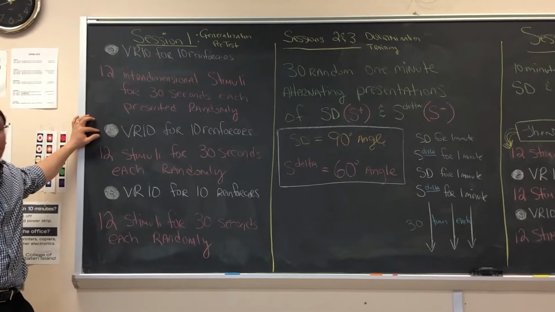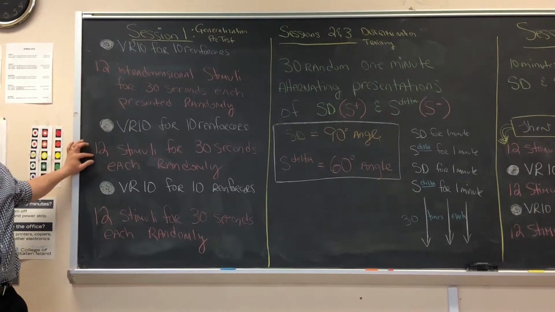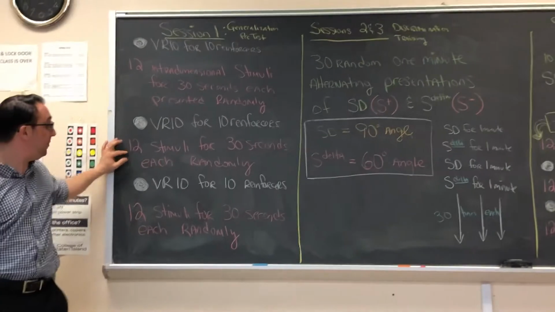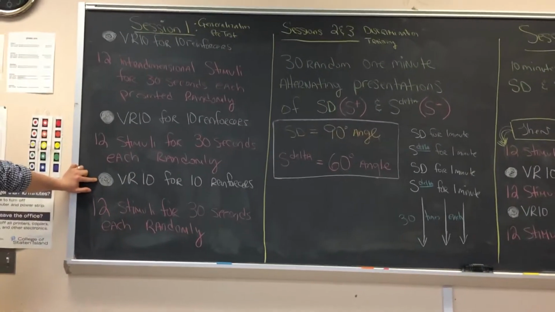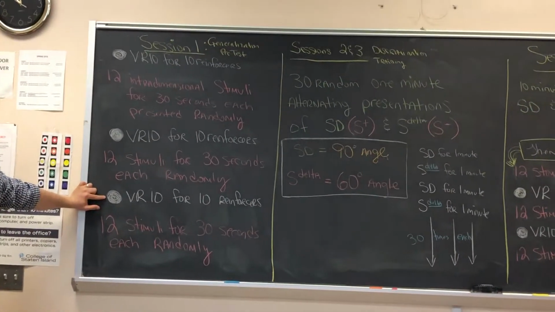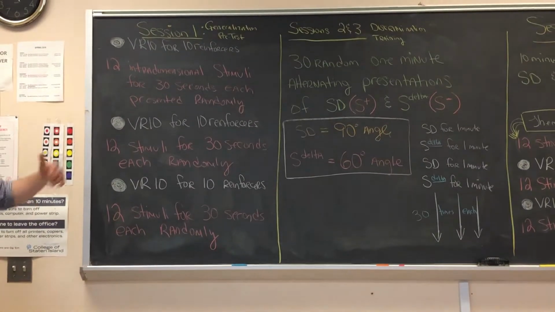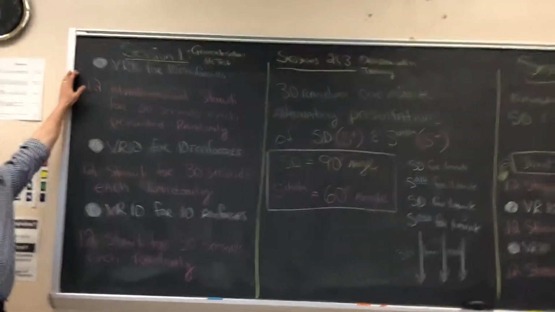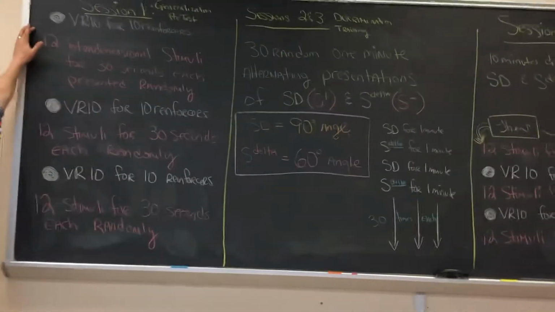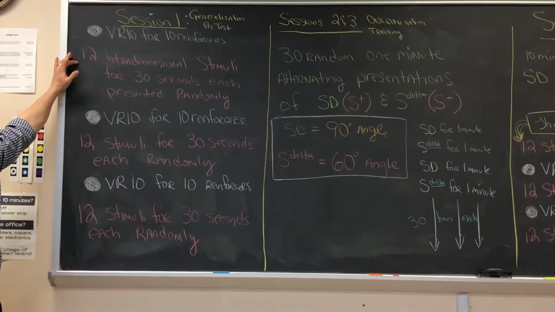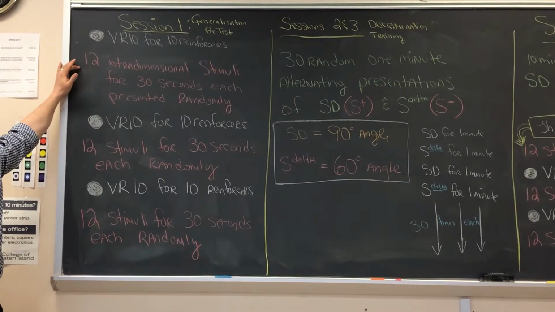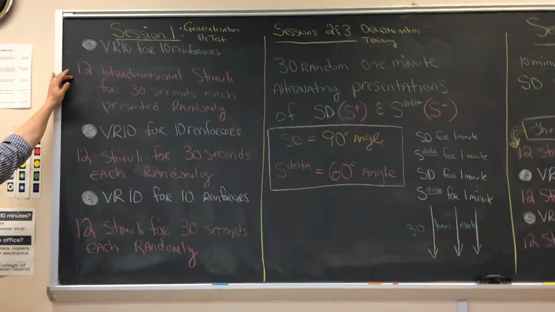for a total of 10 reinforcers. Then another presentation of the 12 stimuli for 30 seconds. Then another white stimulus VR10 for 10 reinforcers, followed by a third set of 12 stimuli. So it would be easier to say the VR10 or the white circle stimulus preceded each of the 3 presentations of the 12 stimuli. Okay?